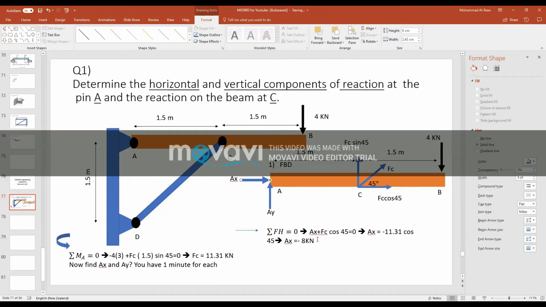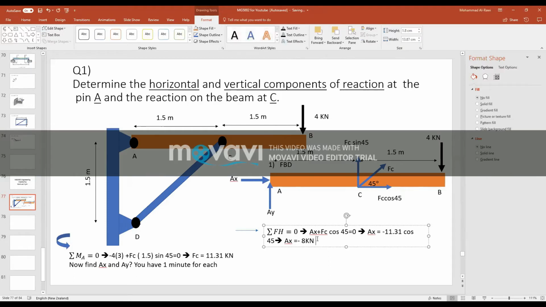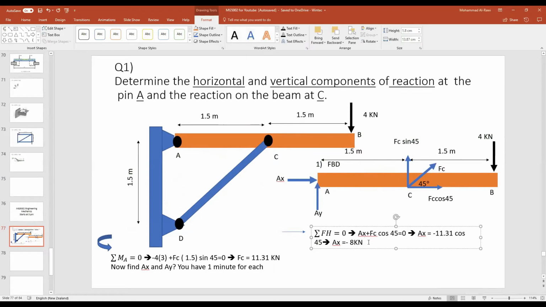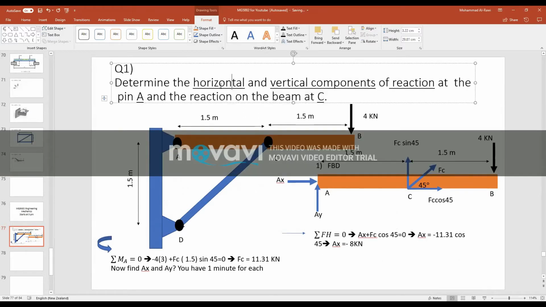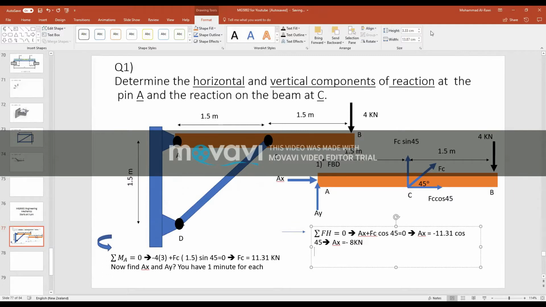So that's what I'm trying to show you guys here. Even if I assume it wrong, the solution should help me correct my answer, and that's how it works in this type of application. Now, this is the answer for X. See what we managed to determine. First, we found the reaction on the beam at C, and now we found the horizontal reaction at A. Now I want to find the vertical reaction at B.